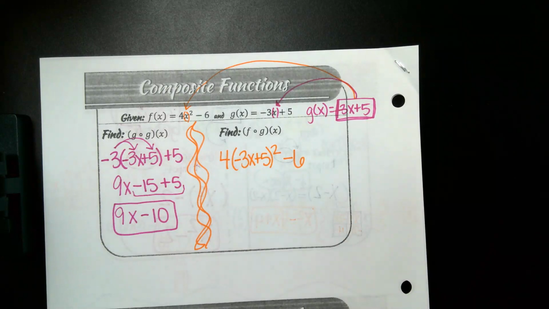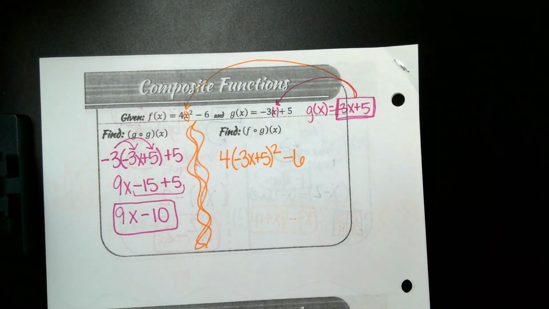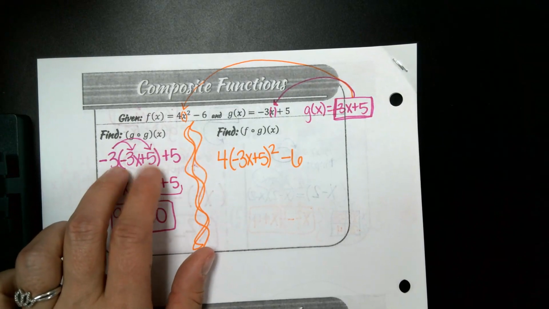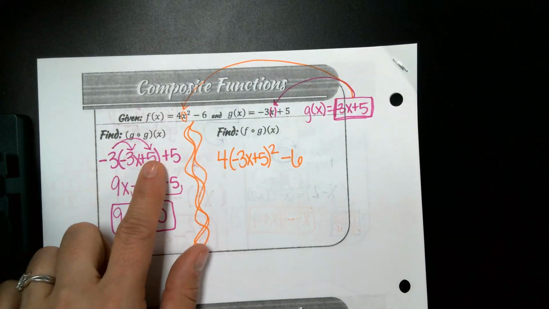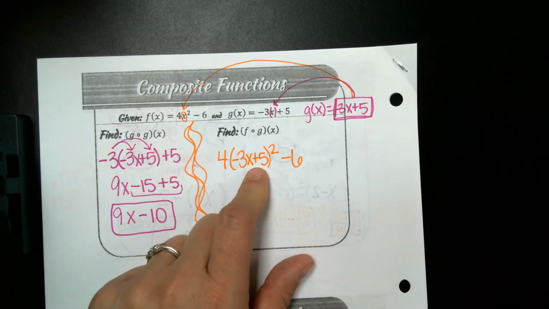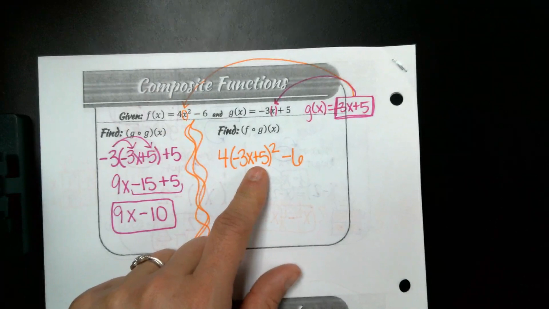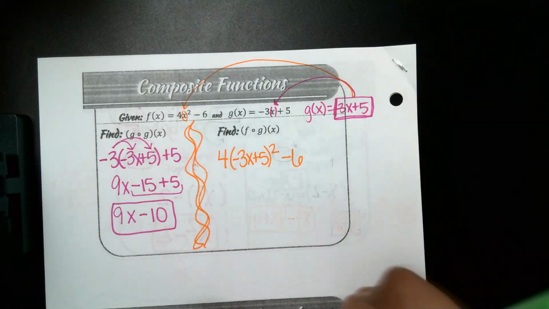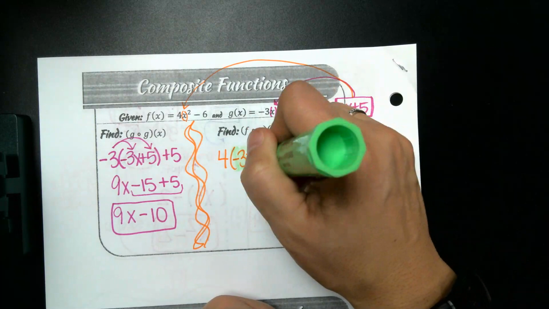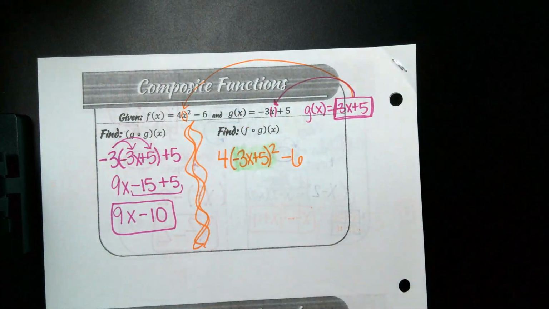I want you to look at the difference between how I wrote this, because over here I just distributed because there was a number in front of the parentheses. This one has an exponent. In the order of operations, do you do multiplication first or exponents first? Exponents. You have to do exponents first. So we've got to do this part first, and then whatever we get from that, we'll multiply it by the 4.